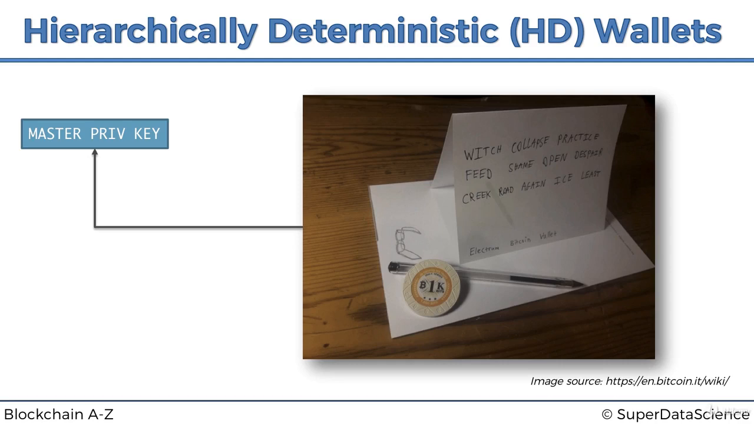And there's a reason for the mnemonic. Because there's a certain number of words in the English language, and when you take 12 of them, the number of possible combinations is so large that it's very unlikely that two people will have the same mnemonic, and therefore the same master private key.